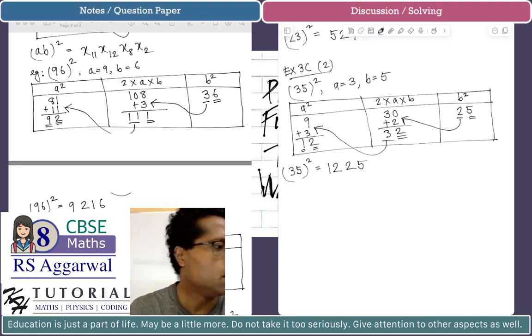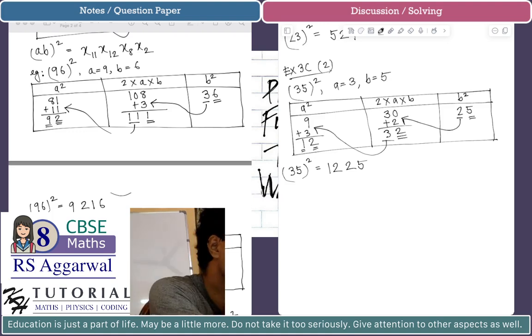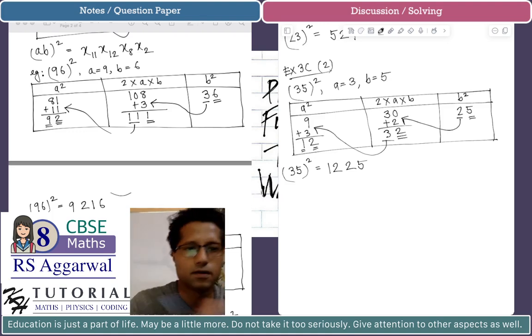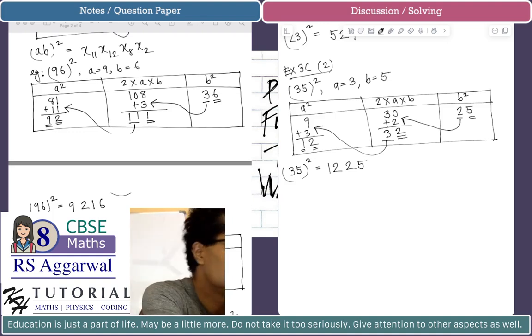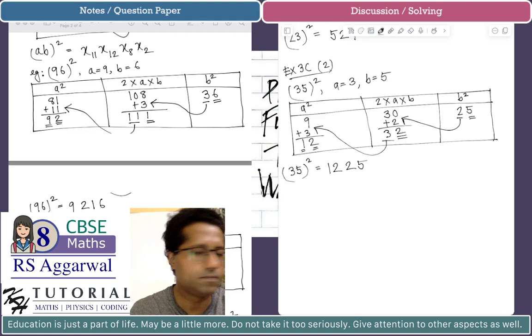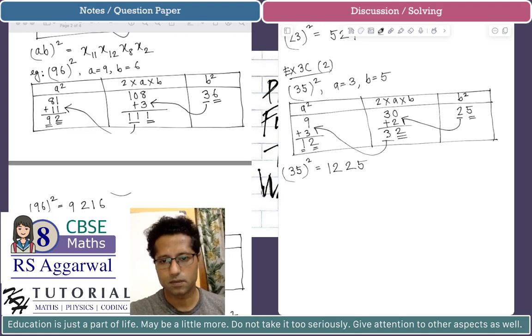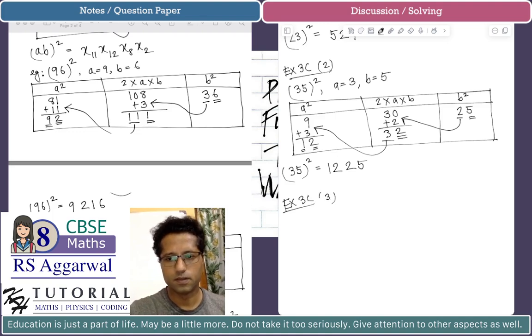Let me do, there is 52 square and 96 square. Okay, 96 square is already there in the notes. So I will do 52 square. So let's see, this is problem number 3. We have to find 52 square.